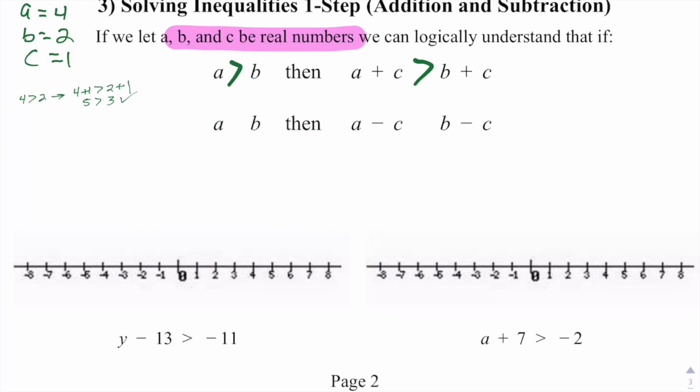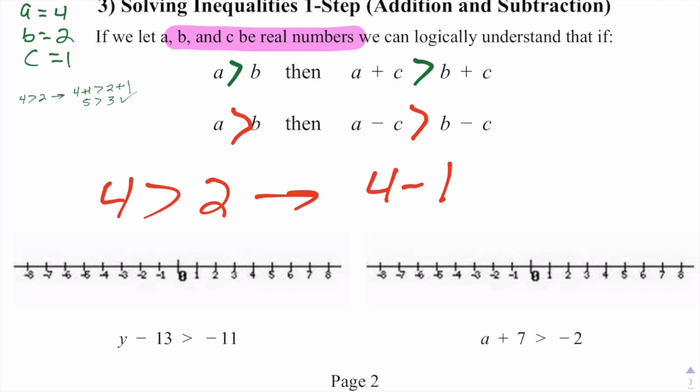In addition, we should know that if A is greater than B, then A minus C is greater than B minus C. Let's look at that again. If 4 is greater than 2, then 4 minus 1 is greater than 2 minus 1, which is 3 is greater than 1, which we know is true.